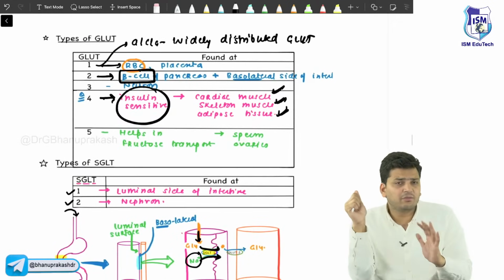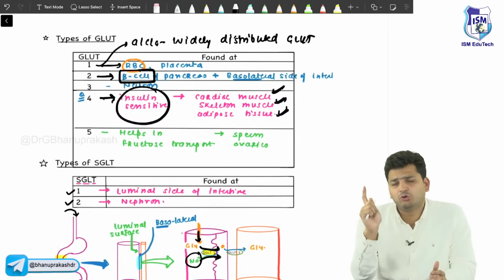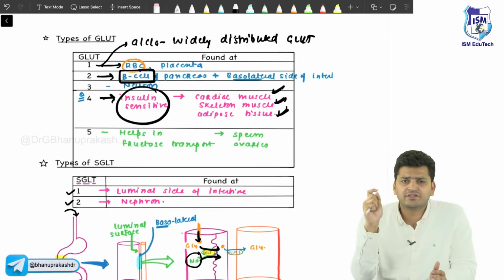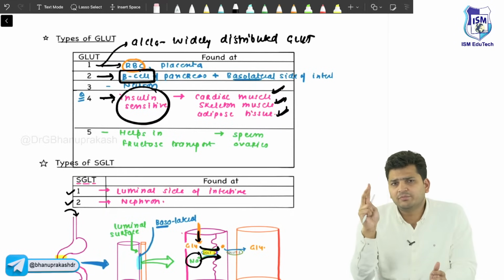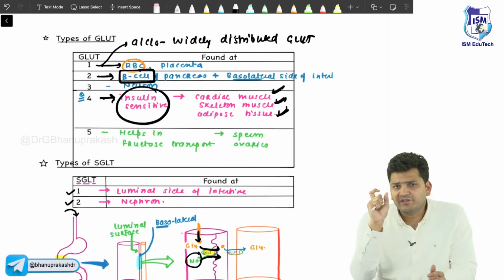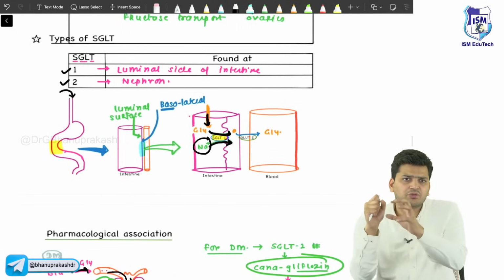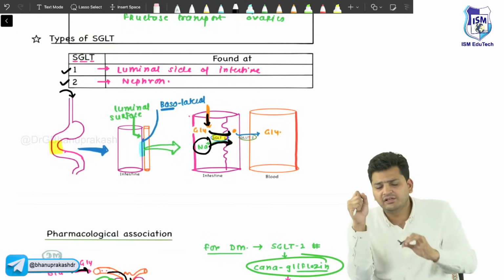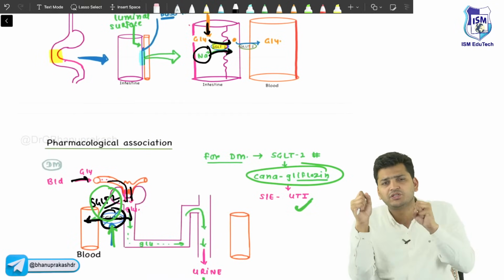Then we had discussed about the various types of GLUT. The insulin dependent GLUT is GLUT4, found at three places: adipose tissue, skeletal muscle, cardiac muscle. GLUT2 is found in the beta cells. We have discussed about SGLT1, SGLT2. SGLT1 is helping the absorption of glucose in the intestine. SGLT2 is helping the absorption of glucose in the nephron.